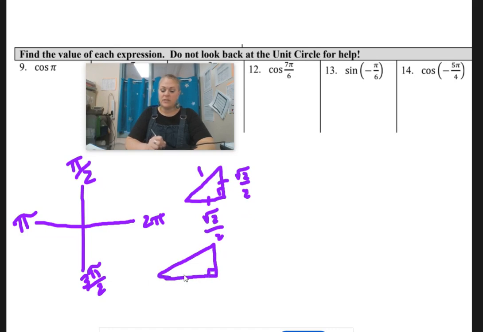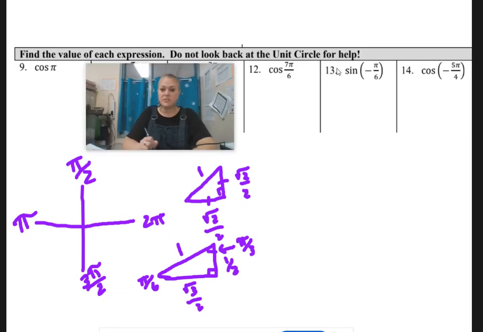triangle, where the smallest angle is pi over 6, the larger angle right there is pi over 3, and we have the side lengths of square root of 3 over 2, across from the pi over 6 is 1/2, and then again the hypotenuse is 1. Okay, so those are the special right triangles. Now we got to figure out where these reference angles are located.